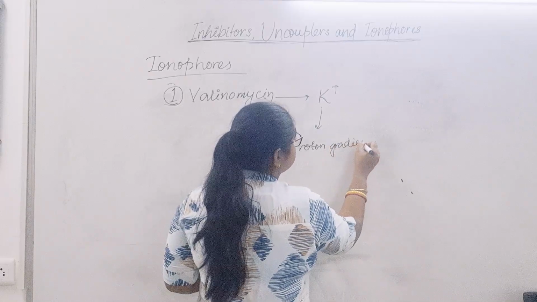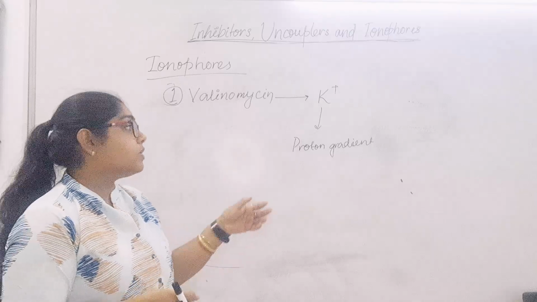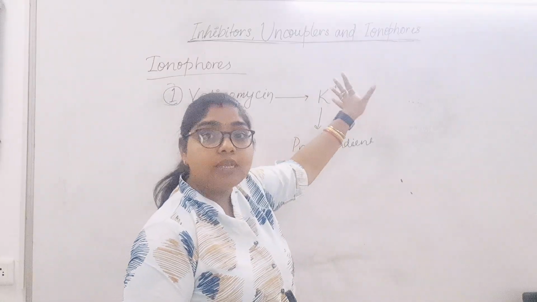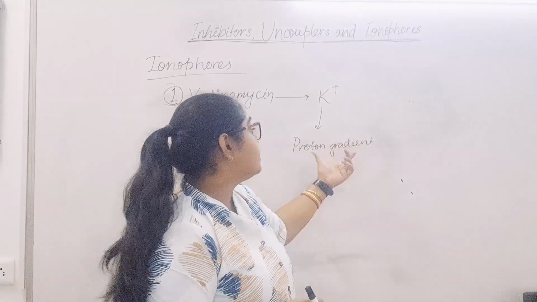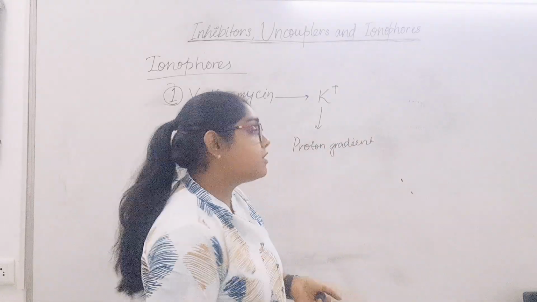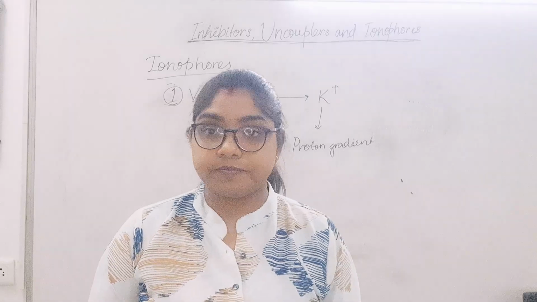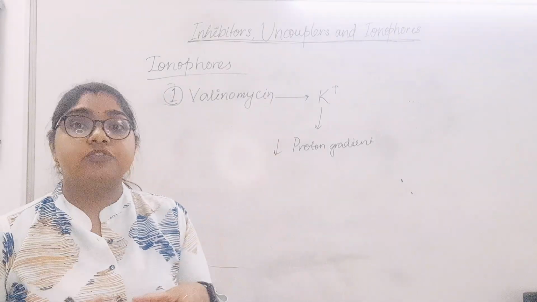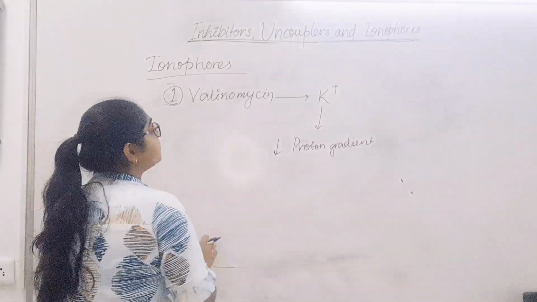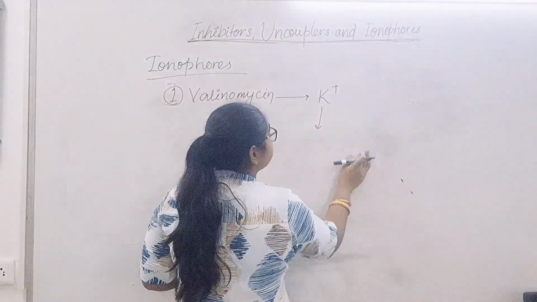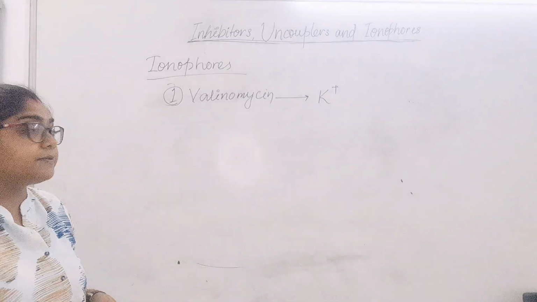in the intermembrane space. When the potassium ion is coming in, it will decrease the proton gradient. When it decreases the proton gradient, it will also decrease the proton motive force, and eventually it will disrupt the ATP synthesis. So valinomycin makes the membrane permeable to the potassium ion.